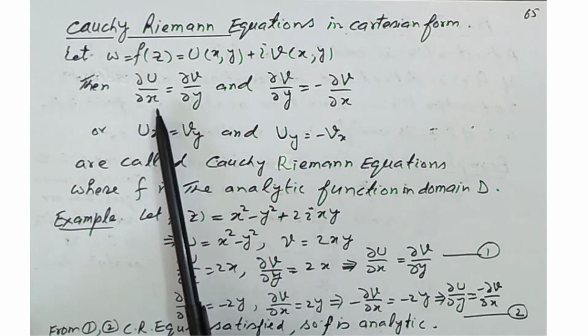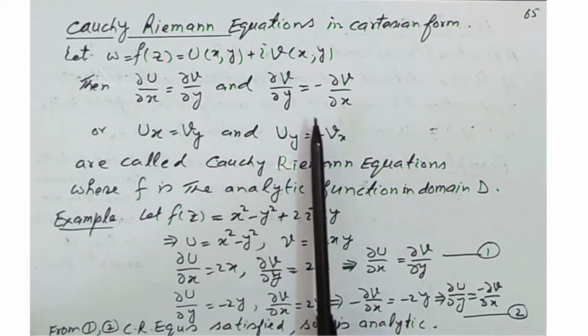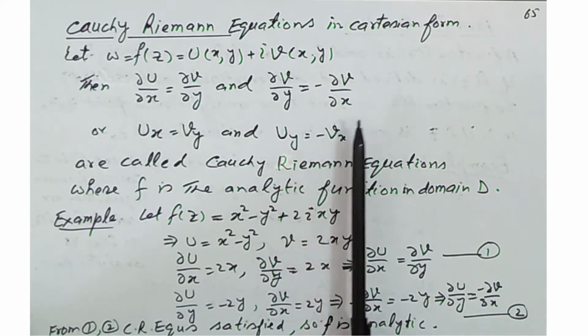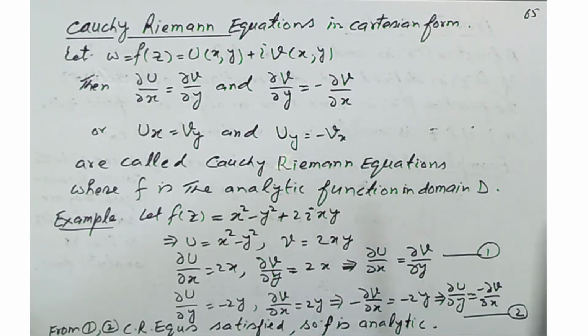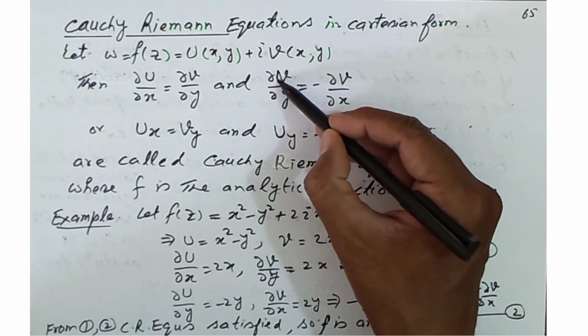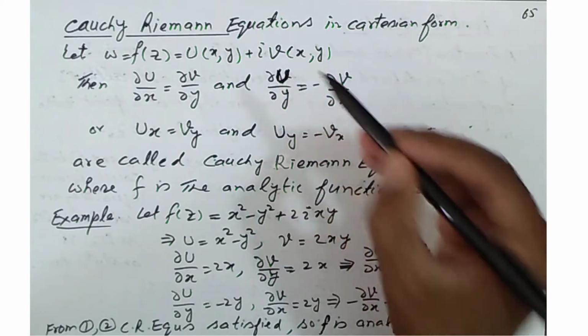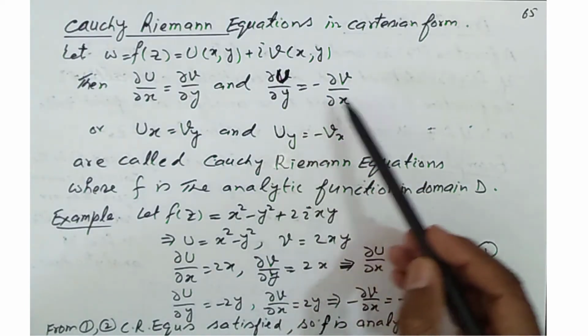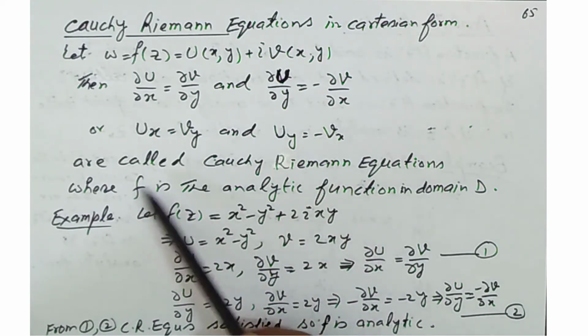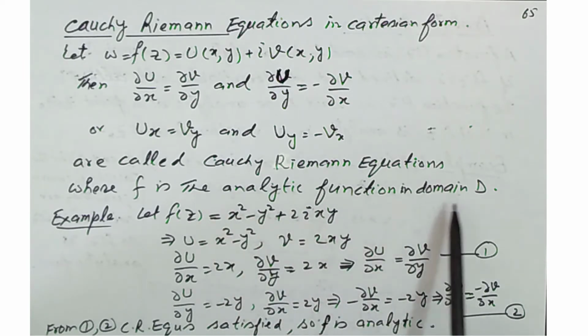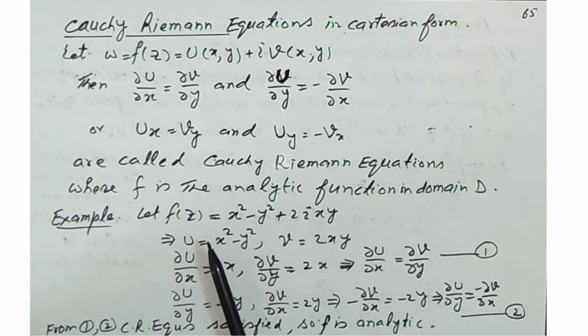This can also be written as u_x equal to v_y, and u_y equal to minus v_x. Here this is u, partial u over partial y equal to minus partial v over partial x. This is u_y and this is minus v_x. These are called Cauchy-Riemann equations, where f is the analytic function in the domain D.